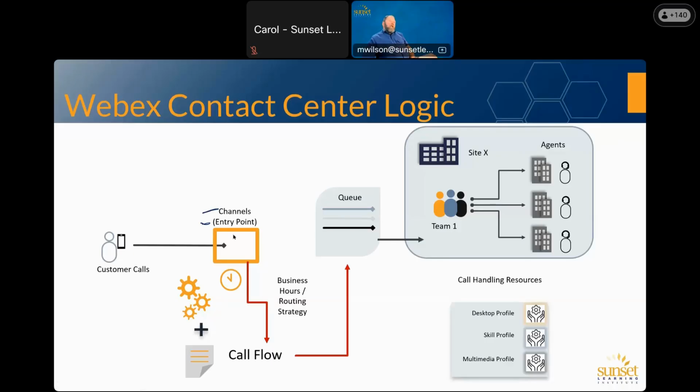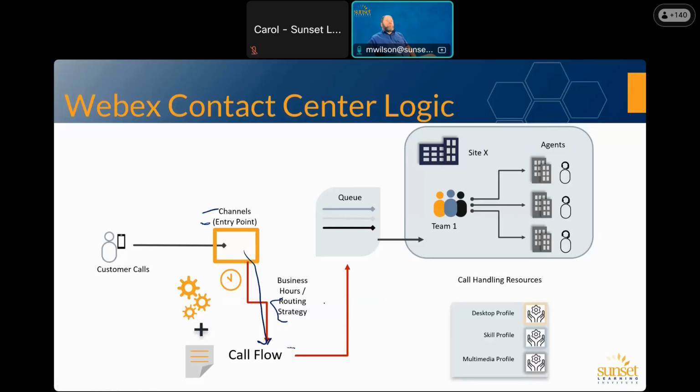So we match the number to the channel entry point, which maps us to a flow. Yes, you could still use routing strategies, but that's kind of phasing out somewhat. Instead of using routing strategies, if you needed to use time-based decisions, you'd probably build a business hours object and place that in your flow. Your flow, but the big key is the entry point points to the flow.